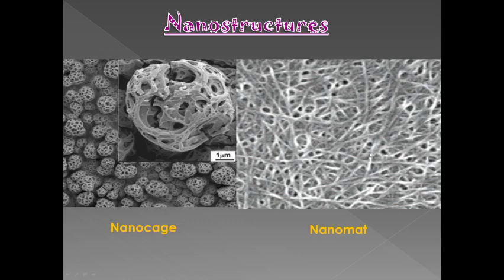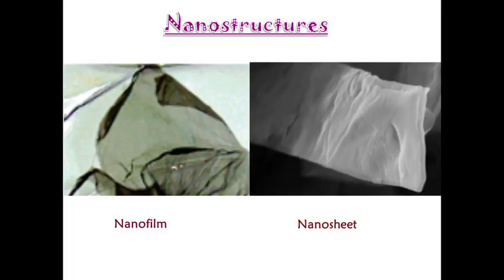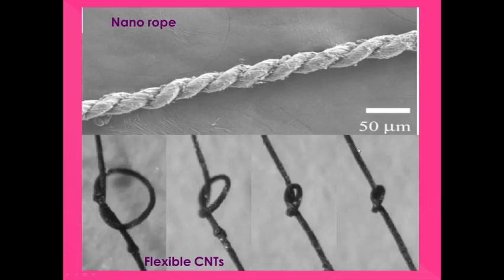I made this one with carbon nanotube. So this is a mat like structure. And this is a nanofilm, a carbon nanofilm, a nano sheet, exactly like a sheet. A nano rope, where two strands are joined together. Here you can see this scale is 50 micrometer. When you look closer, it may be less than 100 nanometer.